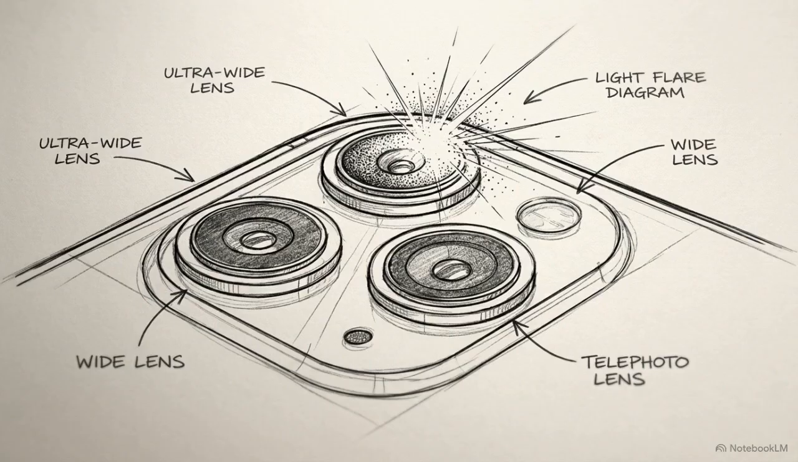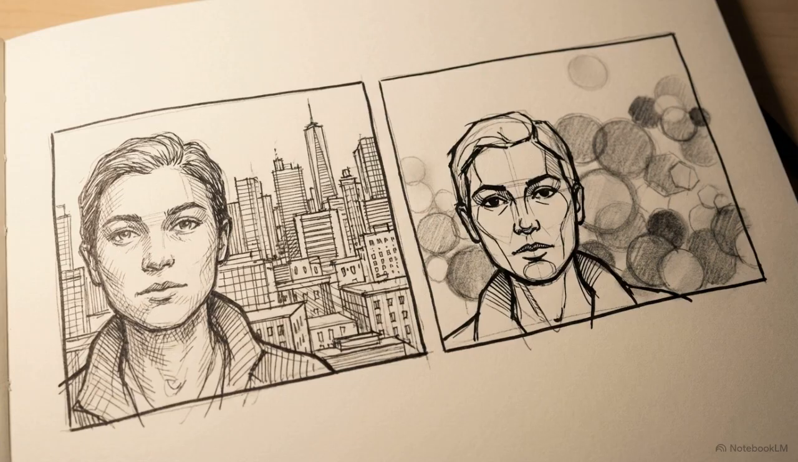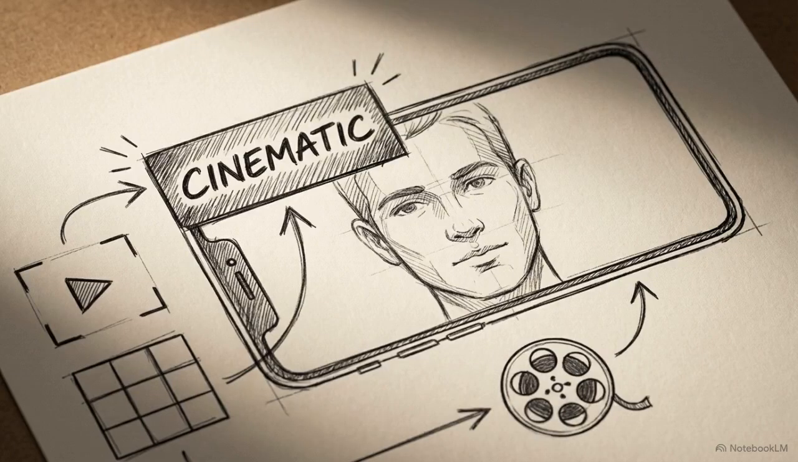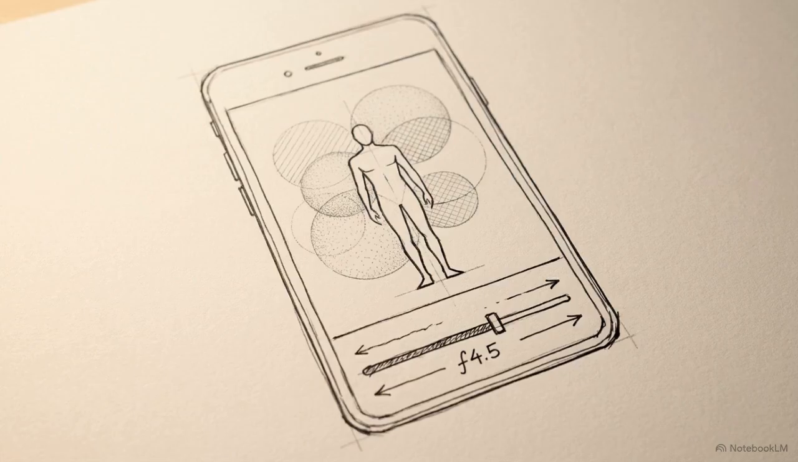Now we can leverage the software tools built into the phone. Cinematic mode uses computational processing to digitally replicate the shallow depth of field found in professional camera lenses. This playback interface shows the real advantage of cinematic mode. By tapping the F icon after recording, you can drag the slider left or right to manually adjust the exact intensity of that background blur.